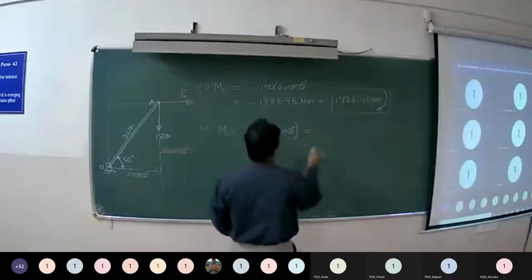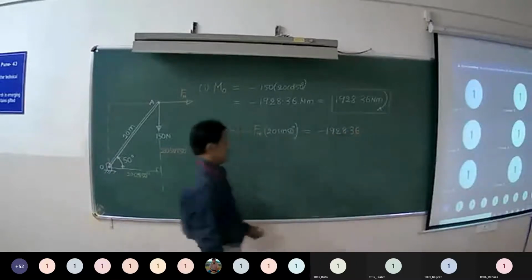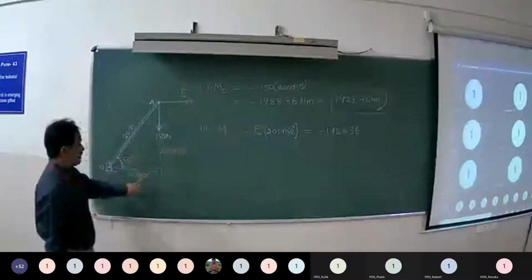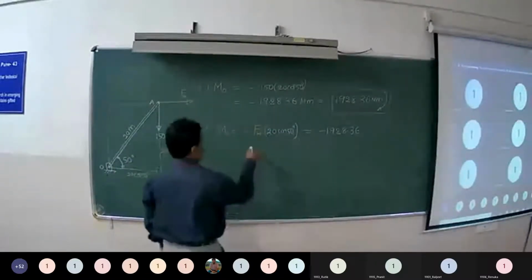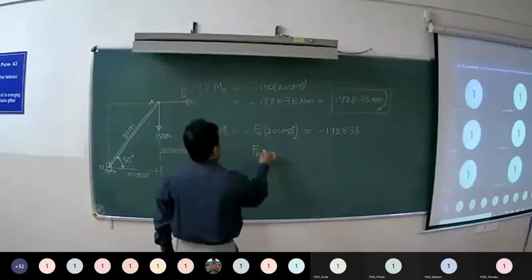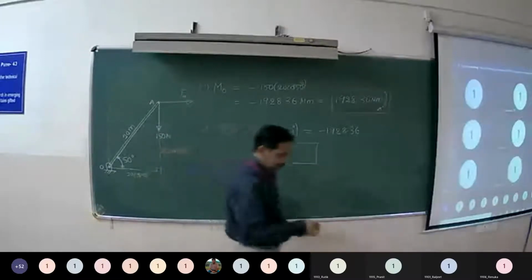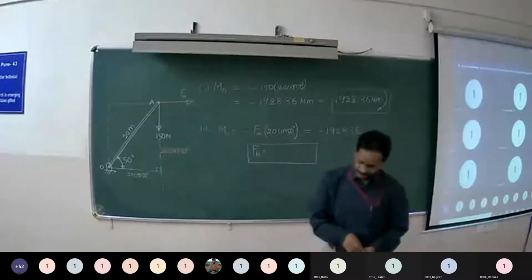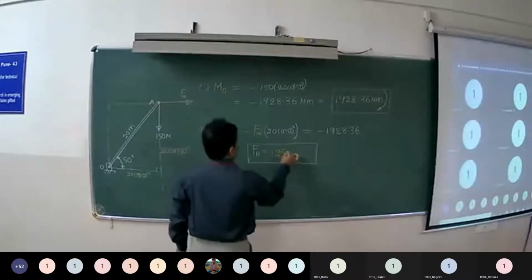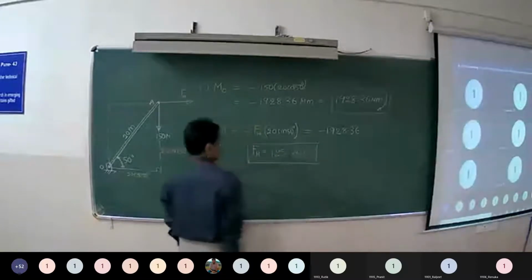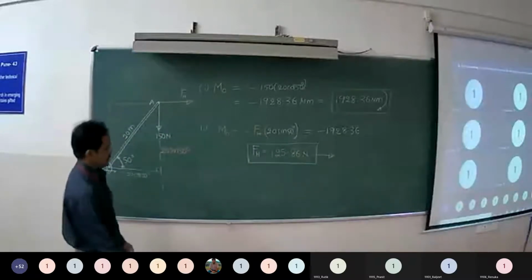This must be equal to minus 1928.36. We said that which creates the same moment about point O. That is minus 1928.36. That gives you the horizontal force, 125.86 Newton, acting horizontally towards right.